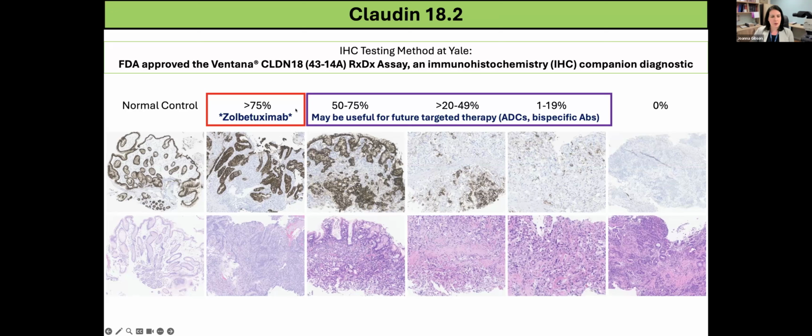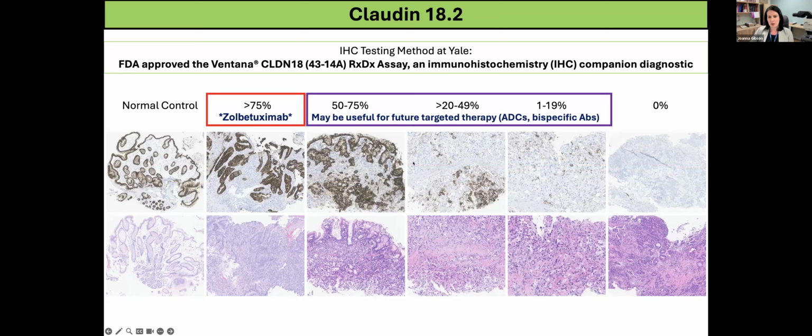And when we report the results of our Claudin 18 staining, we report it in categories. So greater than 75% positivity, 50 to 75, 20 to 49, 1 to 19, and 0%. And that's because we want to be ready for those newer antibody drug conjugates and bispecific antibodies to see if these patients would benefit from those in the future.